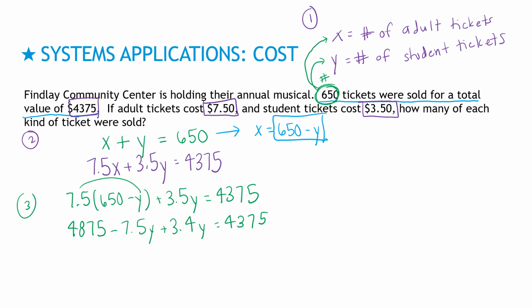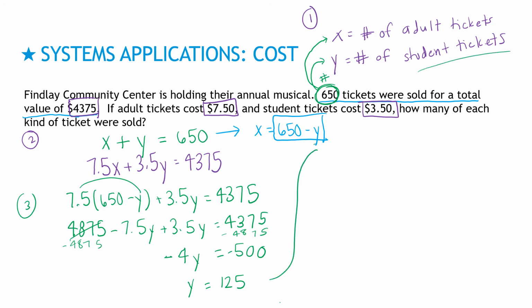Then I'm going to subtract 4,875 from each side. And that on this side gives me 500. On the left side, I've got, oops, I don't know where that 4 came from. This should be a 5. On the left side, I have negative 7.5 and positive 3.5, which combines to negative 4y. So I have negative 4y equals negative 500, because again, I actually did two things in one step. That's sort of against the law, but you get the idea. And then I'm going to divide each side by negative 4 to get positive 125. So what I've just solved for is the number of student tickets.